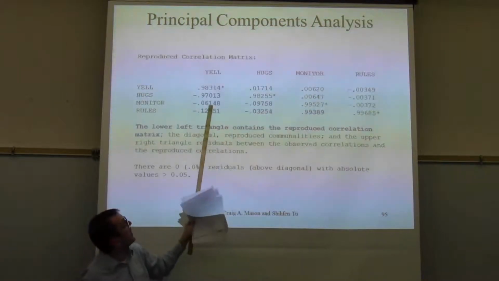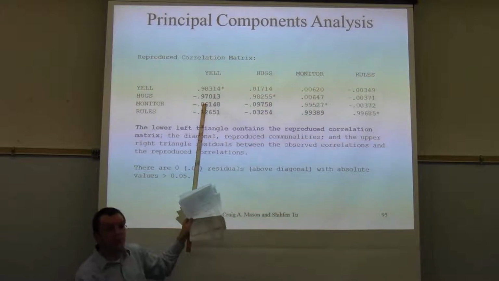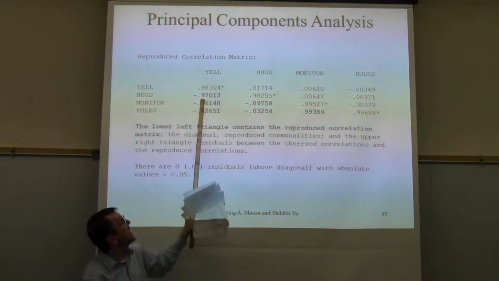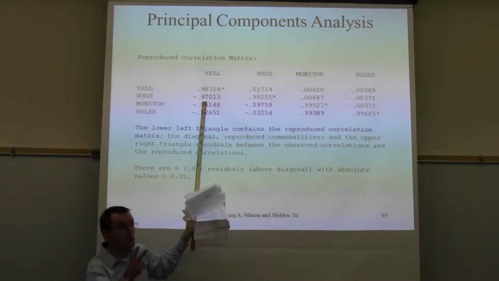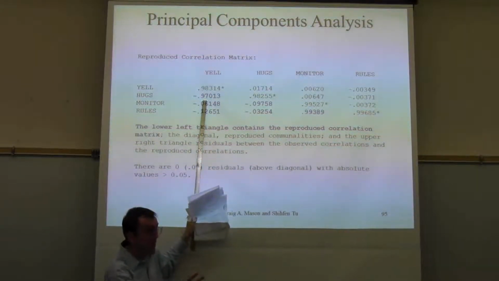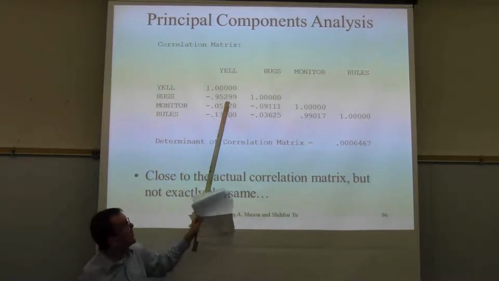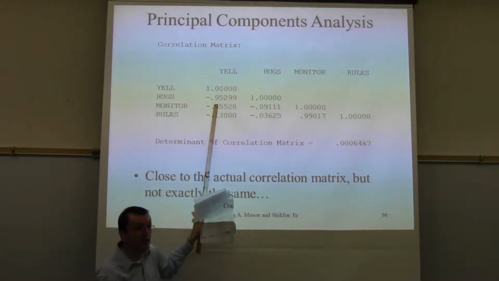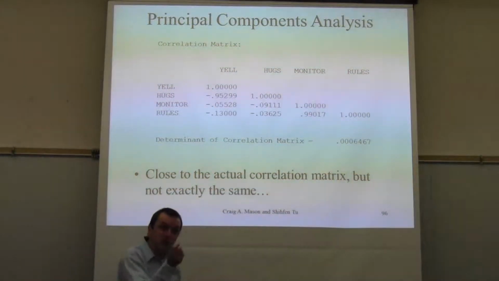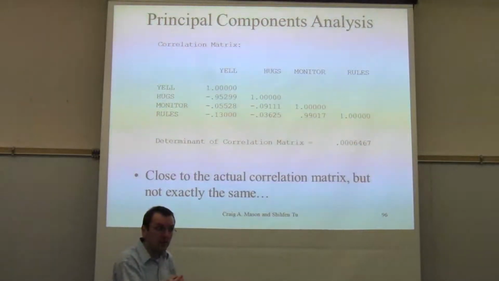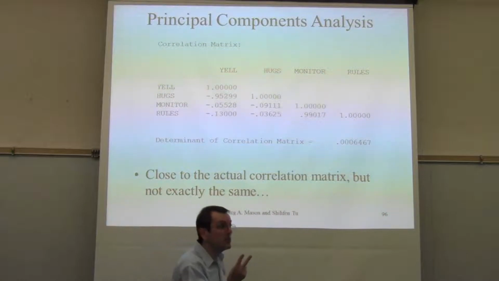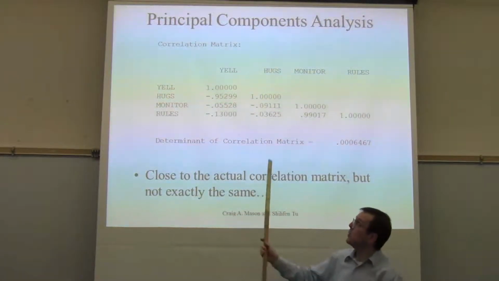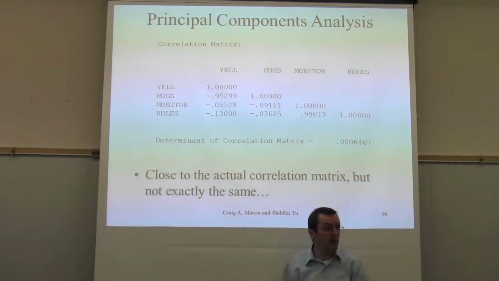So we see here, our results, the two factors, tell us the correlation between hugging and yelling is negative 0.97 if we just use the information in those two factors. Well, we saw earlier in the correlation matrix, the correlation is really negative 0.95. So again, it's not exactly right. It's pretty darn close. But it tells us that the two factors lost a little bit of information. And part of that information is related to the correlation between hugging and yelling.